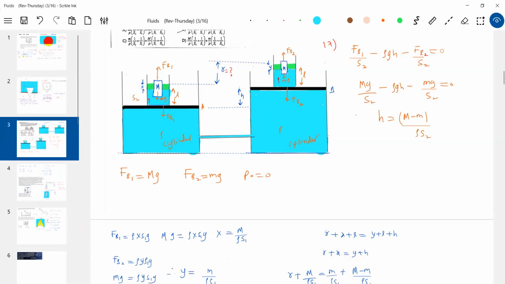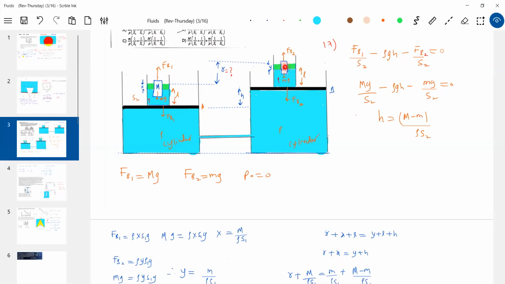Okay, go back to the basics. What is the buoyant force? Weight of the displaced liquid, rho X S1. The area of cross section of this cylindrical cup is S1, no? X1 g. And this buoyant force should be equal to mg. So with this, I'll get X.